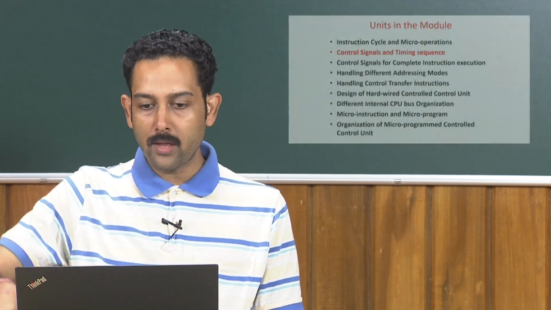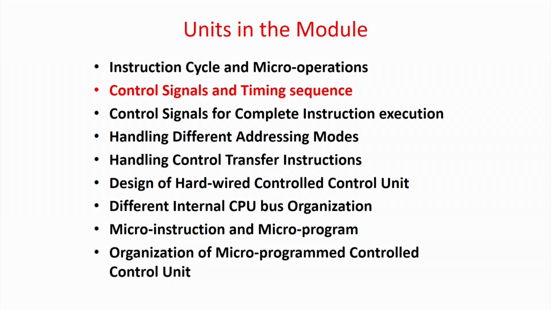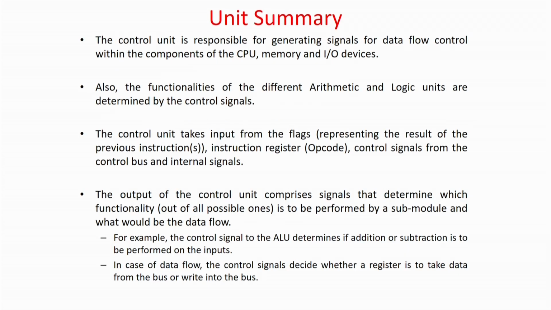Today we are in the second unit of this module, which is on control signals and timing. As we are going in a pedagogical manner, let us first look at the unit summary. We already discussed that the control unit is responsible mainly for generating the signals for data flow within the CPU, that is, internal to the CPU, and data transfer between the CPU and the memory or the IO devices.